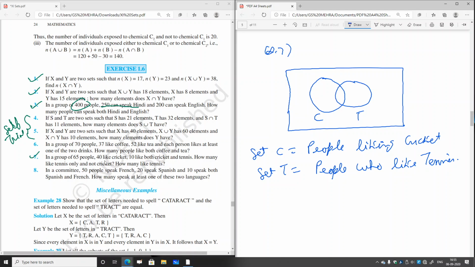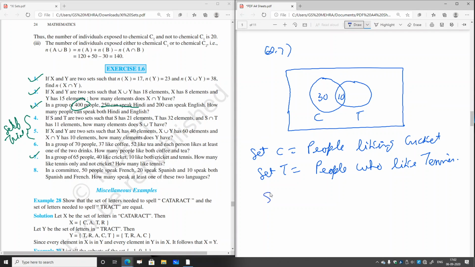In a group of 65 people, 40 like cricket. So overall it is 40, and 10 like both cricket and tennis. That means 10 will come here. And overall in cricket, how many are there? 40 are there, but 10 out of 40 like tennis also. So remaining, those who do not like tennis, are 30, because overall there are 40 persons in the set C. So 30 plus 10, 40. And how many like tennis only? Very simple. From 65 we'll remove 30 plus 10.